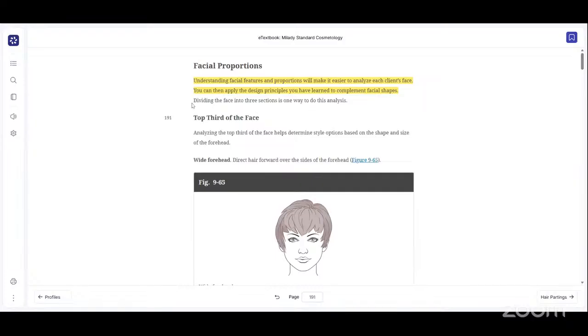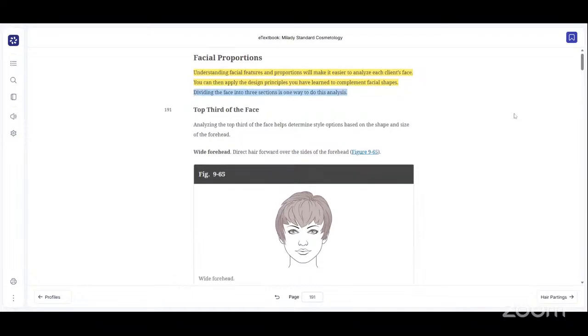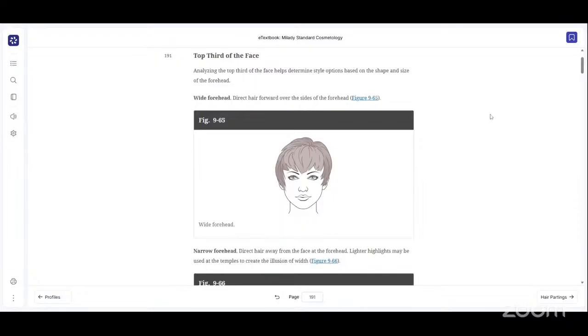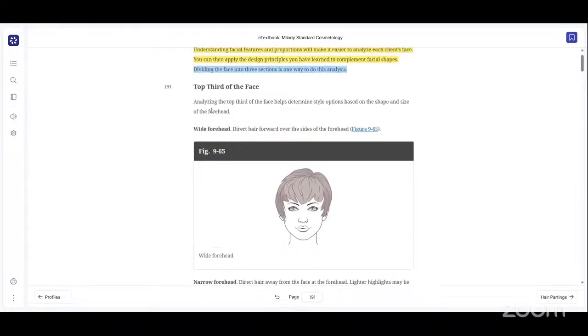We divide the face into 3 sections, and I'm going to highlight that in blue, doing an analysis. So remember, dividing the face into 3 sections is one way to do the analysis. You don't want to look at the whole thing all together. Analyzing the top third of the face helps determine style options based on the shape and size of the forehead.